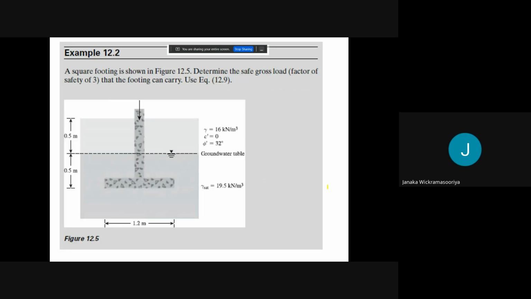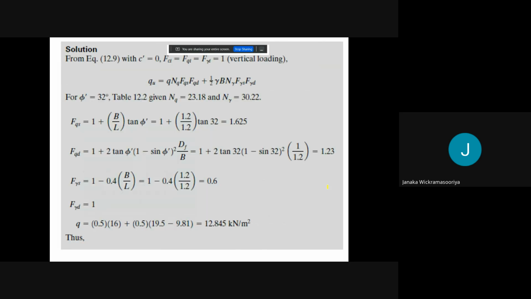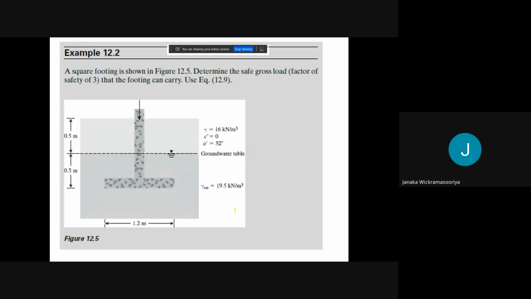In the next example, we have the water table here. Shall we quickly do this one? The square footing is shown here. Determine the safe gross load. Factor of safety is 3.